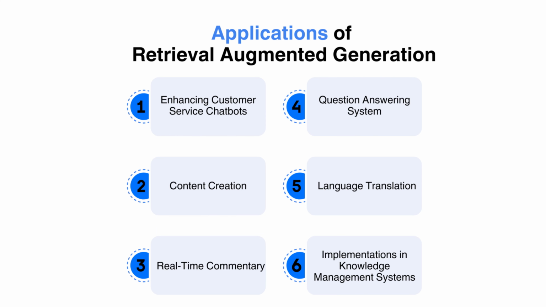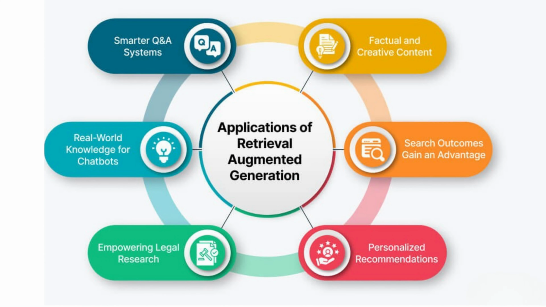Next, content creation and summarization. Ever needed a quick article summary? RAG retrieves source materials and generates factual outputs, ideal for automated report writers or news aggregators.